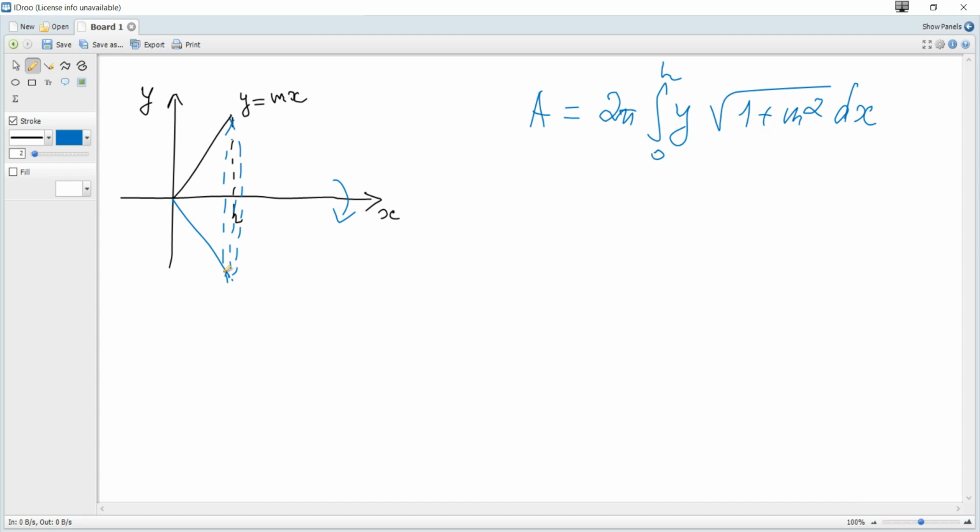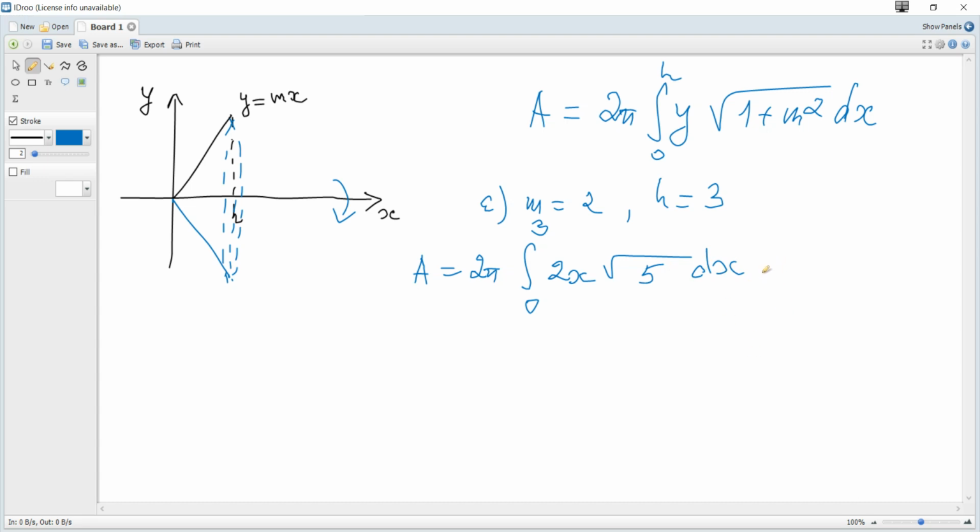Given that m is 2 and h is 3, show that A is 18 root 5 pi. So we need to just calculate the given integral with given parameters. So it becomes A is 2 pi integral from 0 to 3, y is mx, square root, and m is 2, so it's 2x square root of 1 plus m squared, m is 2, so it's root 5 dx.